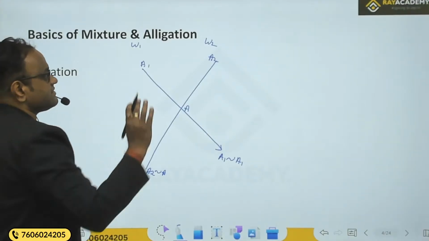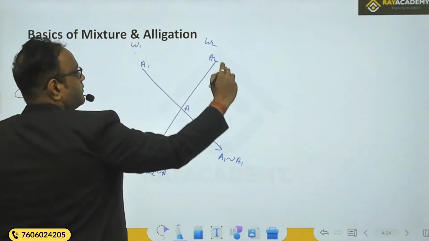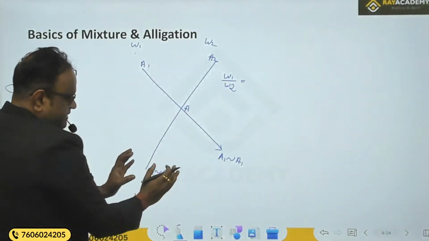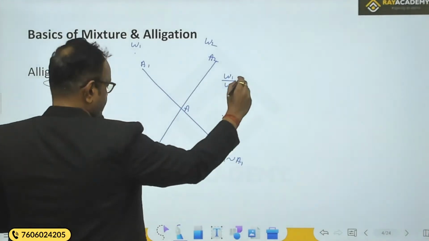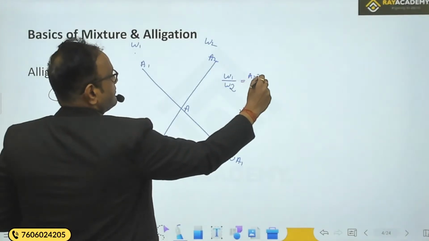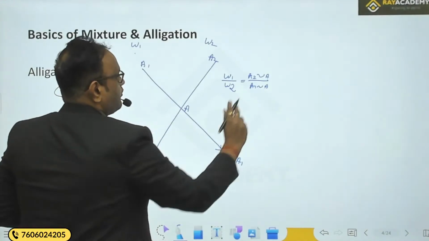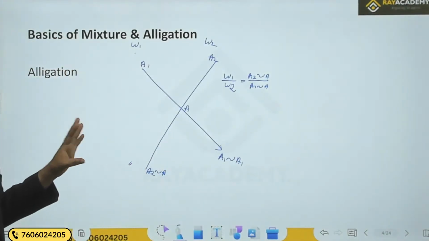What alligation says is that W1 divided by W2 should be equal to this part divided by that part. So it should be the A2 difference A divided by this part, A1 difference A. Only this figure you have to remember.